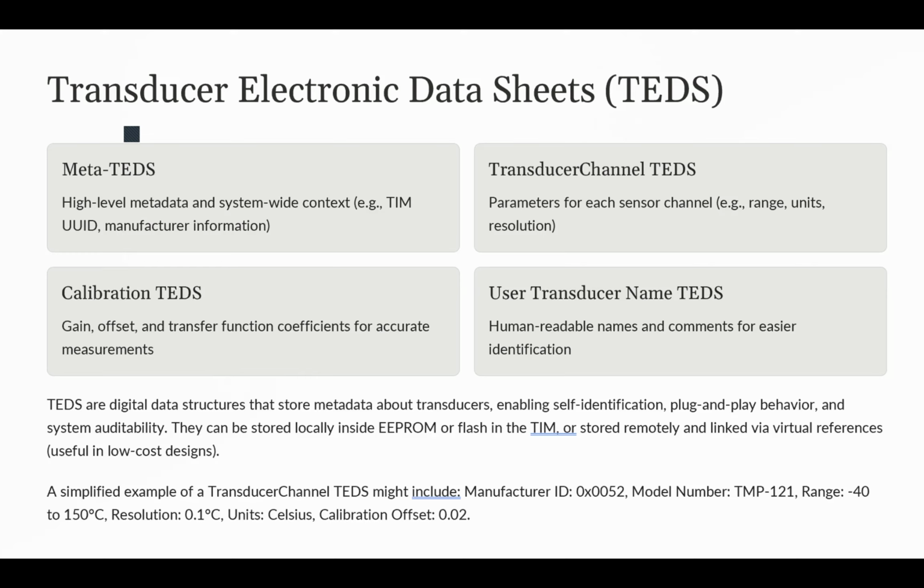Now we have Meta TEDs, which is basically the global device info. We have Channel TEDs, which is the range, unit, and resolution for that TIM. We have the Calibration TEDs, which is information like offset or slope or nonlinear mapping that the sensor or actuator would have. And we have User TEDs, which covers human readable labels. So we could understand on a human level, on a user level, what's happening inside our system.